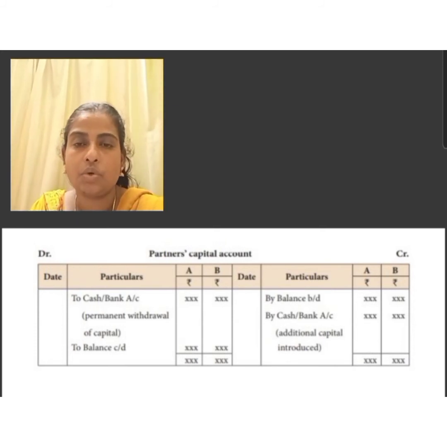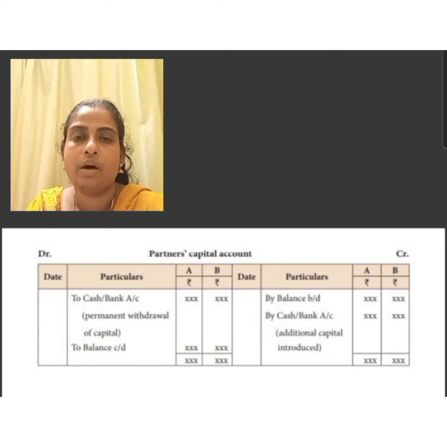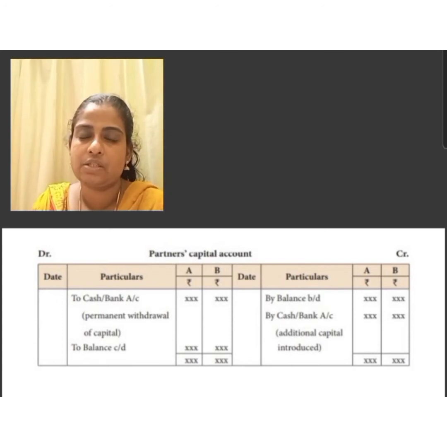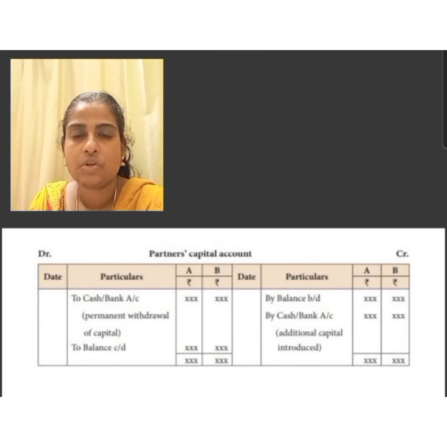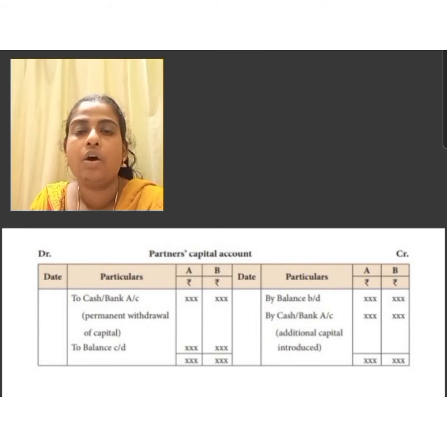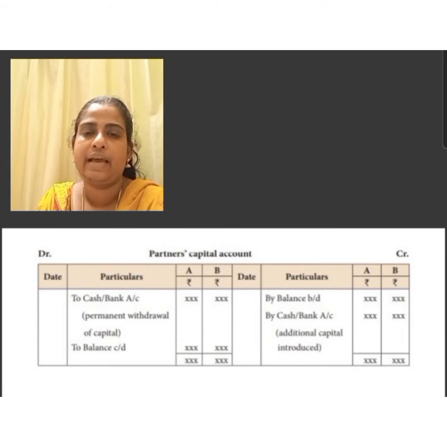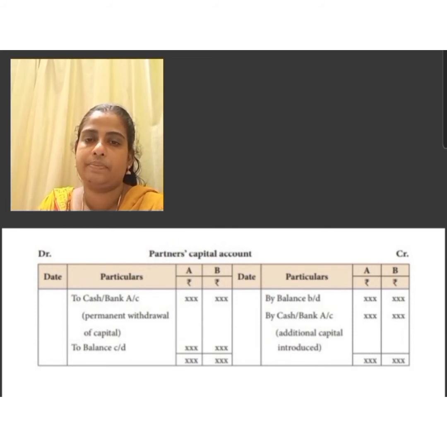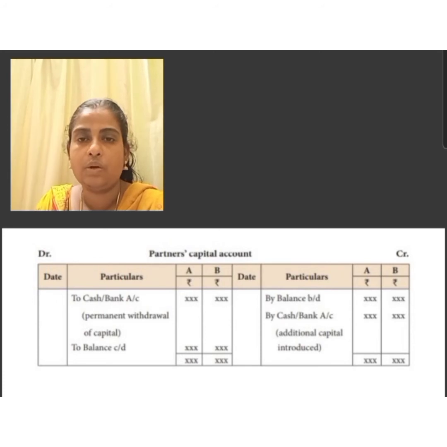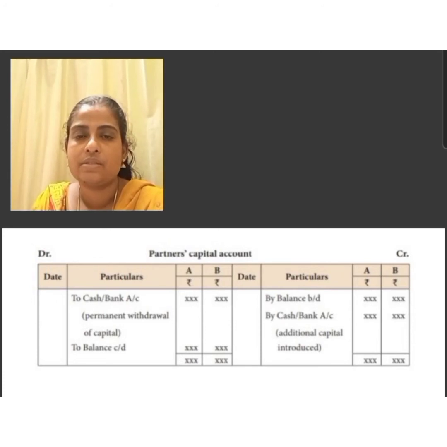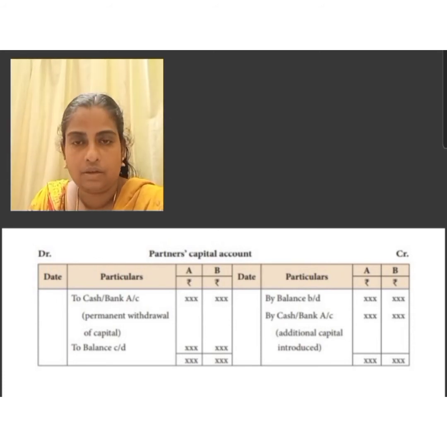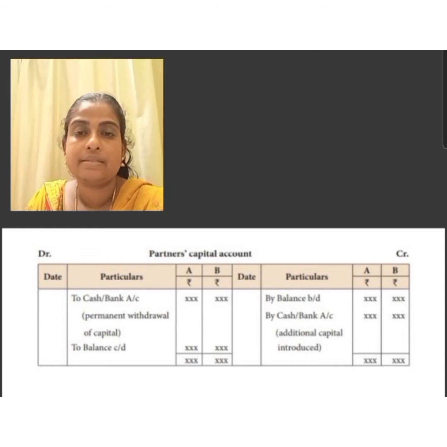Sometimes he may withdraw some amount for household purposes. The term is drawings. If there is any drawings amount shown in the question, transfer that amount on the debit side as to cash account. Then find out the closing balance. That closing balance is the closing balance of the partner's capital account.